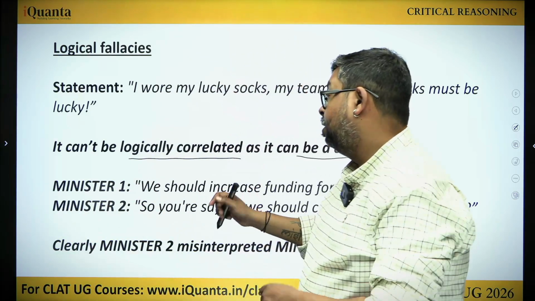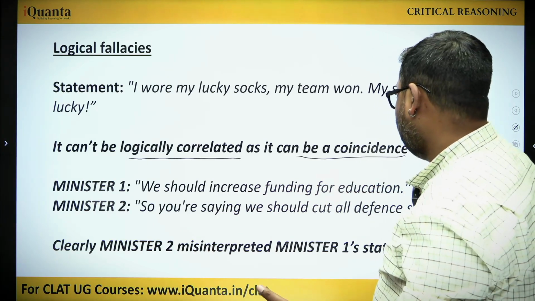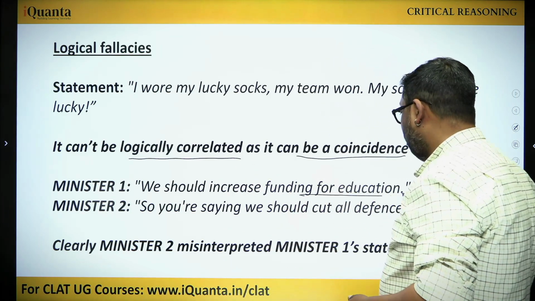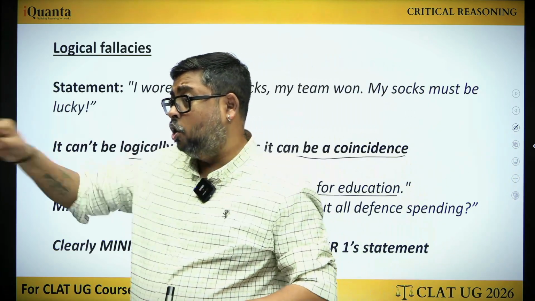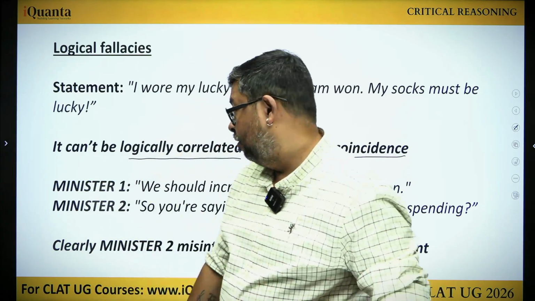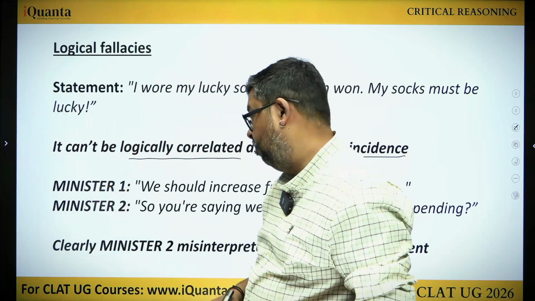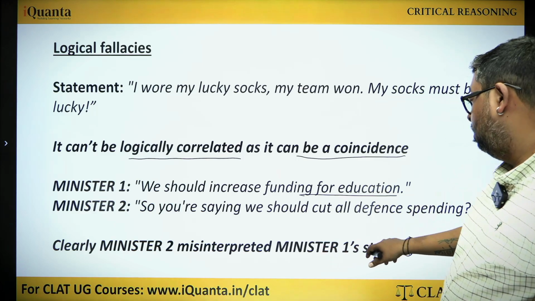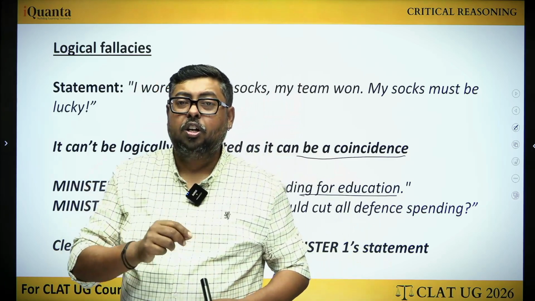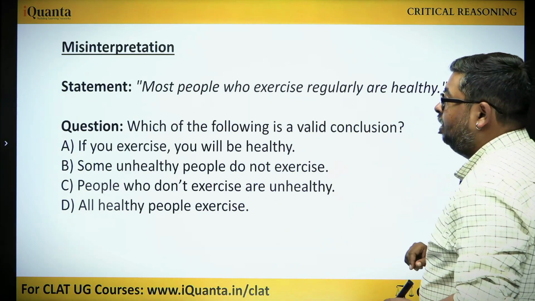Next part. Minister 1 says we should increase funding for education. Minister 2 says, so you are saying we should cut all defense spending. Of course, just try to understand, he was actually talking about education. When did he say that we are going to pinch all the money from the defense spending and put it into education, right? So Minister 2 has just misinterpreted what has been said by Minister 1. Understood? This is the subtlety of thought that I want from you, and this is what is needed to go across with CLAT questions, okay?